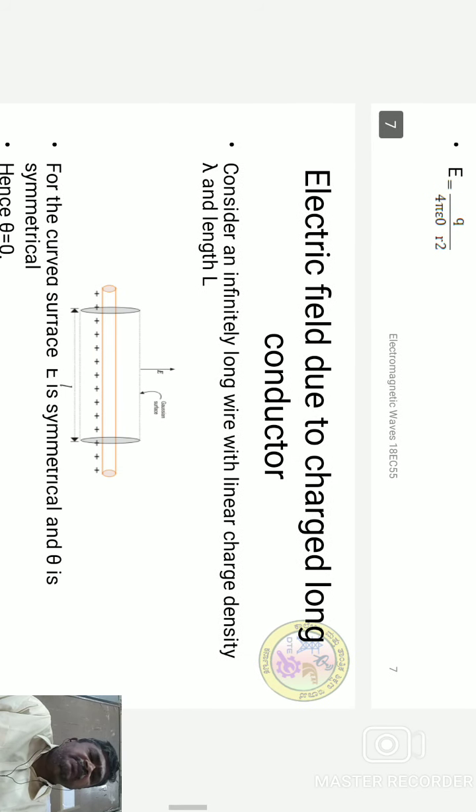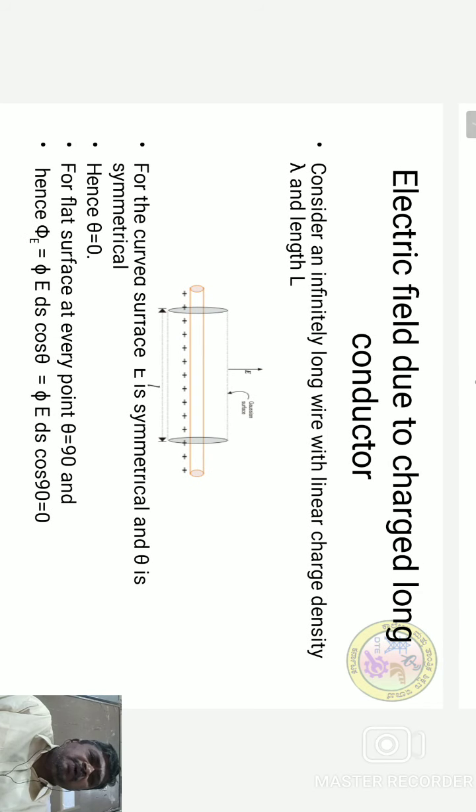What is the other application? Instead of having a point charge, let us have a long conductor, long in the sense of infinitely long. Now what is the electric field due to this charged long conductor, when I consider a point P at a distance of some r? So we need to calculate it. It is also called a charged wire, or an infinitely long charged conductor.